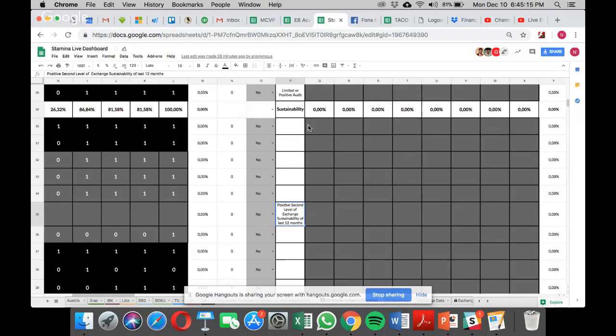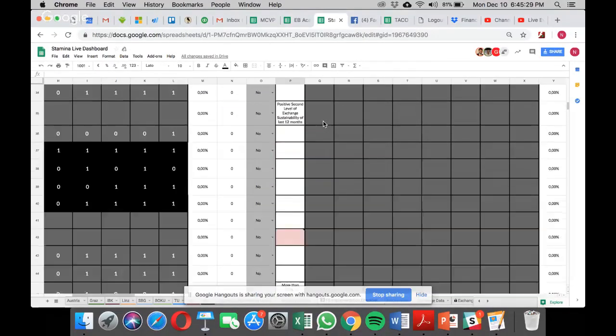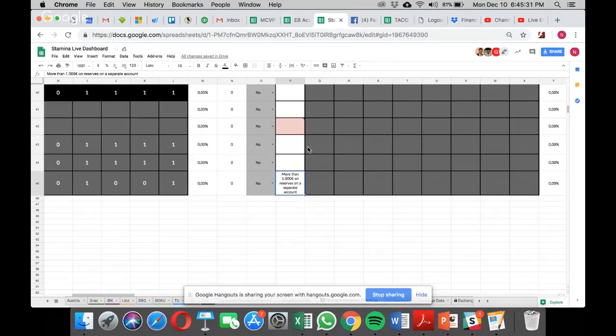Other things that also will be put in here are entity sustainability and financial indicators. So now you know where you can find them. Oh, I see. I forgot one. Yes, that there are more than 1,000 euros in reserves on a separate account. We will measure this one, but we will also start measuring the months of financial reserves, for which you need to have more than this.